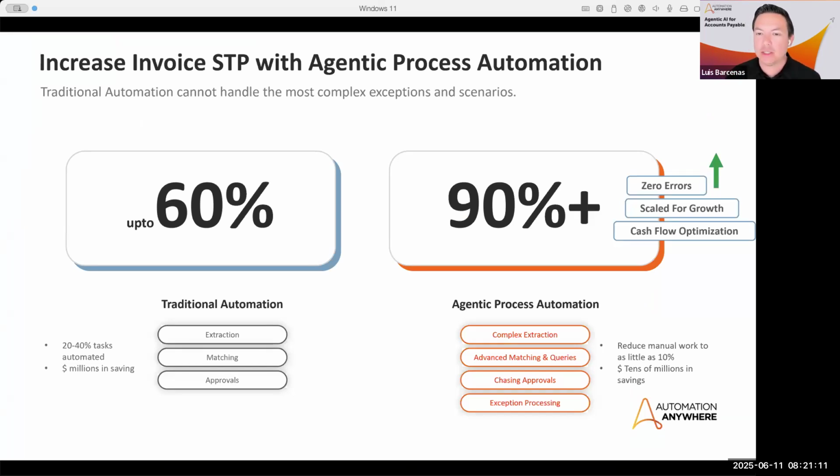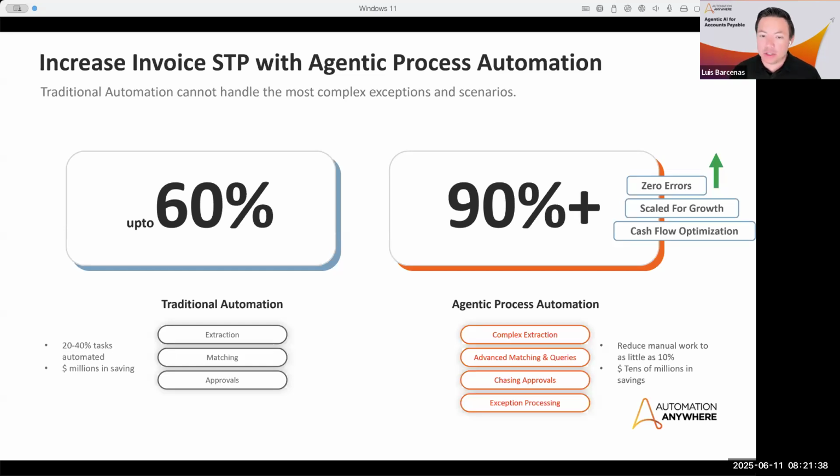And this is now where we start tackling a little bit of the real problem that we're solving with these solutions. So the traditional automation technologies that have helped us automate or semi-automate a lot of these invoice processing activities, the typical STP percentage that they achieve today is roughly between 40 to 60% from all the companies that we have spoken to, right?